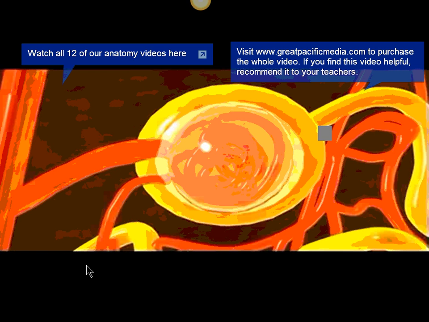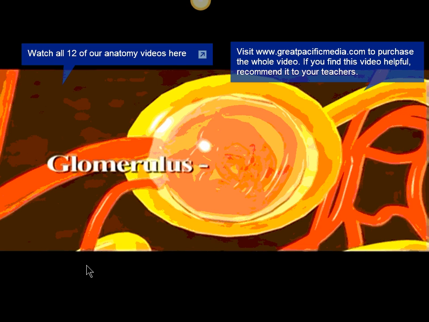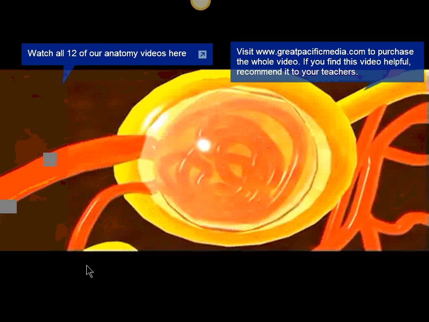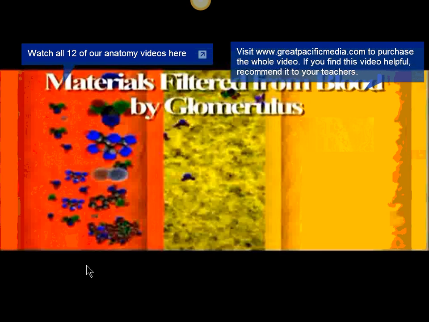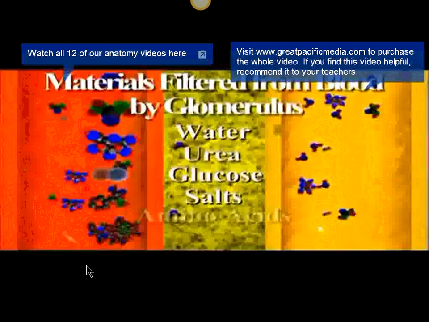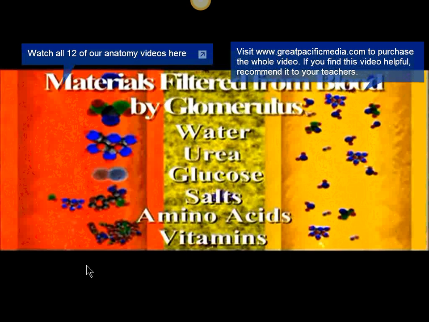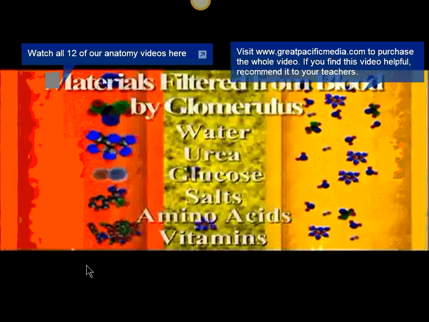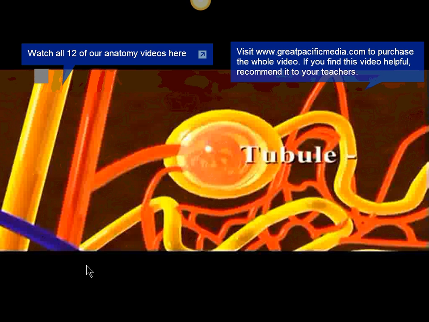an intertwined mass, the glomerulus. The arteriole leaving the glomerulus is smaller in diameter than the one coming in. Within the glomerulus, pressure forces water and many dissolved substances such as urea, glucose, salts, amino acids, and enzymes through the capillary wall in a process called filtration. The resulting fluid, called filtrate, is collected in the Bowman's capsule for transport through the tubule.